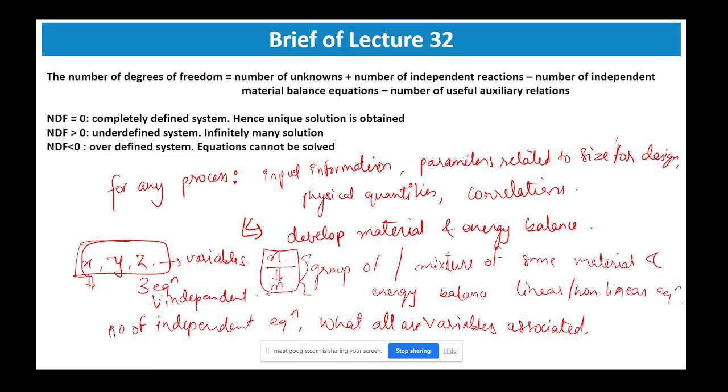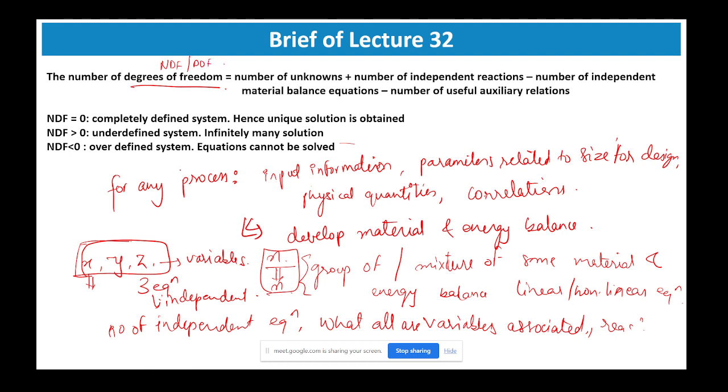So it is not always necessary that the number of equations and the number of variables are equal, as there will also be reactions occurring. So all this will result in the number of equations and number of variables being equal. Okay, so you need to know whether you will be able to get the solution for that particular case or not. So for that, there is one terminology known as degrees of freedom, or number of degrees of freedom. It can be denoted by NDF or DOF.